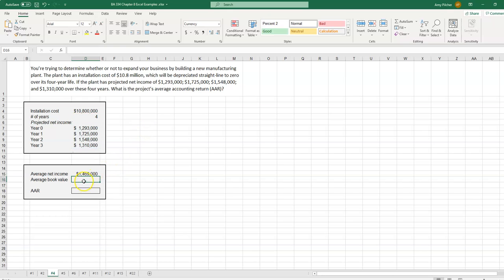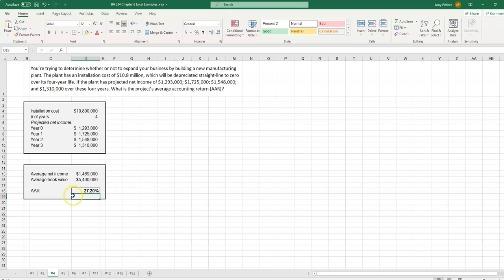And the average book value is the cost plus the salvage value, divided by the number of years, divided by 2. So we have a cost of $10,800,000. If we look at our information, we see there's 0 salvage value. The project is for 4 years. So we're going to take the cost divided by the number of years divided by 2. Now we can calculate our average accounting return, which is the average net income divided by the average book value.